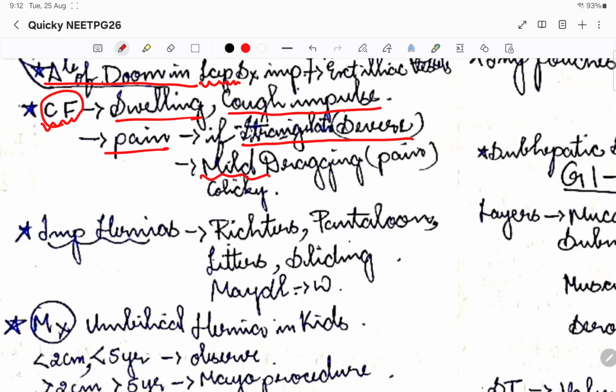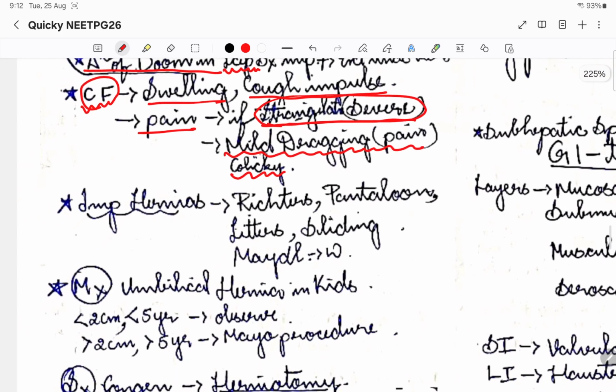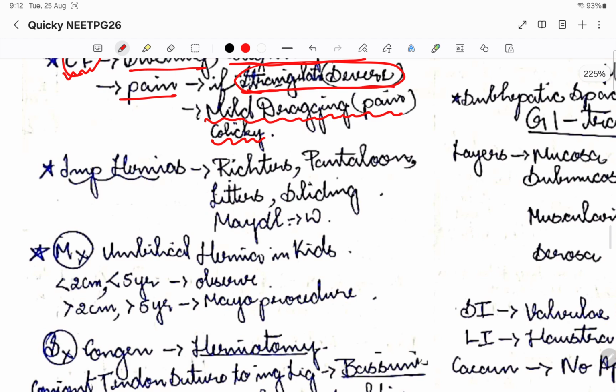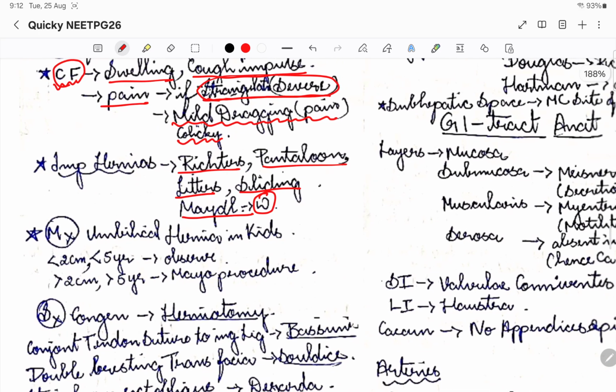Okay, so there will always be mild dragging or colicky pain, but here severe pain will be there with respect to strangulation or herniation, meaning obstruction. Some of the important hernias are Richter's hernia, pantaloon hernia, Littre's hernia we saw, right? Meckel's diverticulum, then sliding hernia, Maydl's hernia, which looks like a W. These are some of the important hernias, okay.